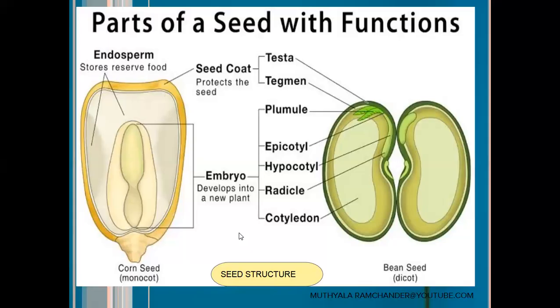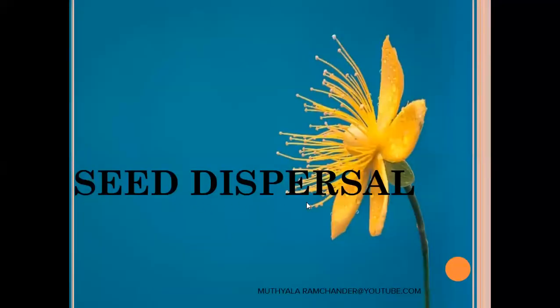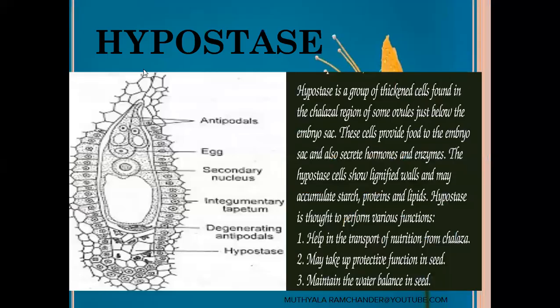The next topic is seed dispersal in angiosperms. Seed dispersal is done by different types of appendages, which mainly help in seed distribution. Before seed dispersal, there are some important points in the ovule. They are hypostase. Hypostase is the nutrient tissue present below the embryo sac, at the lower part of the embryo sac.